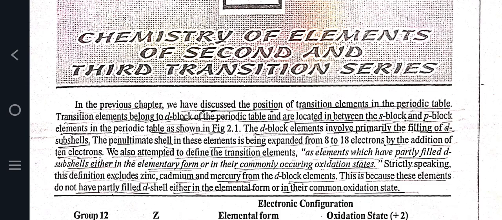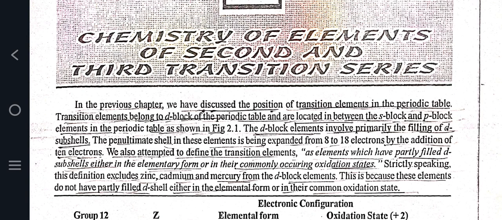Today I am here with the chapter Chemistry of Elements of the second and third transition series. In the previous chapter we have discussed the position of transition elements in the periodic table. Transition elements belong to the d block of the periodic table and are located in between the s block and p block elements in the periodic table, as shown in figure 2.1.